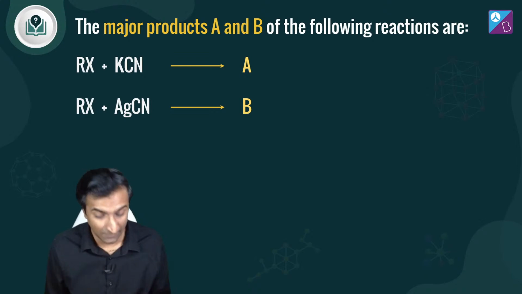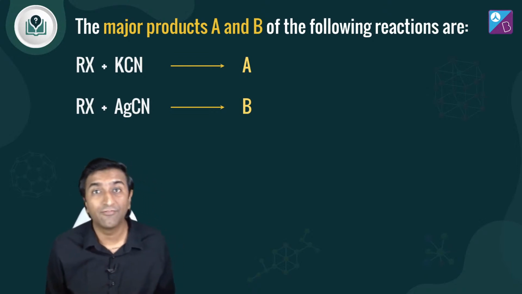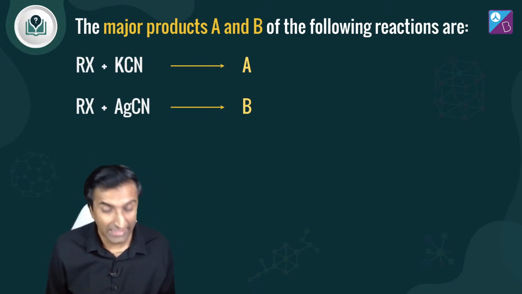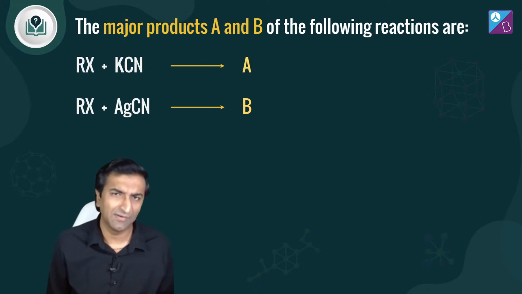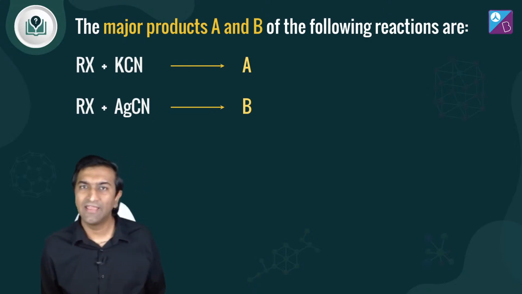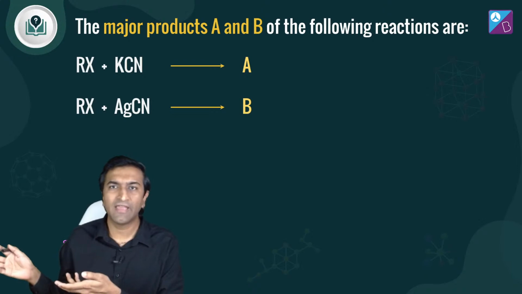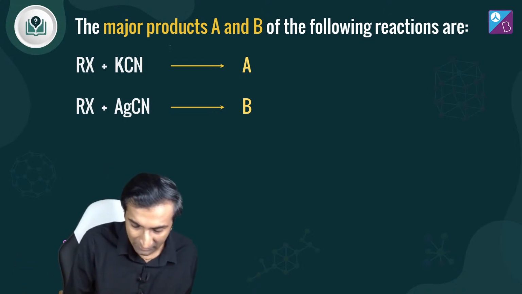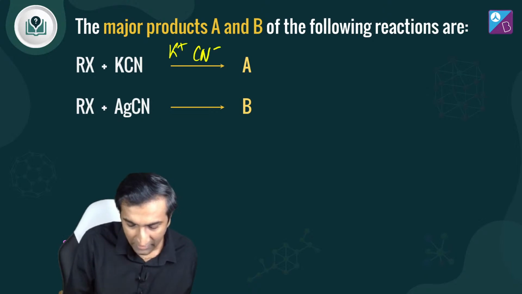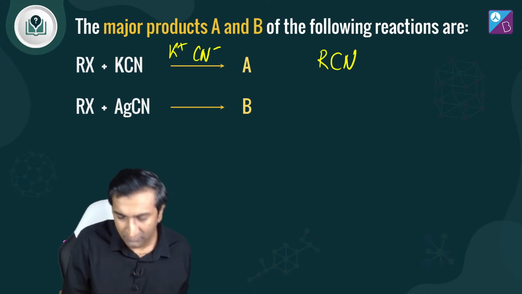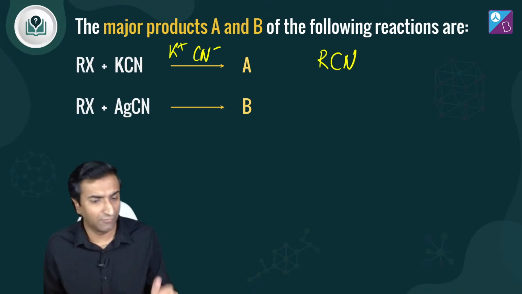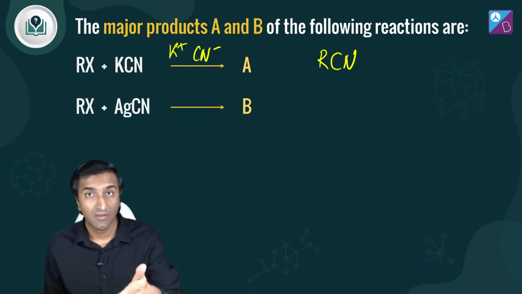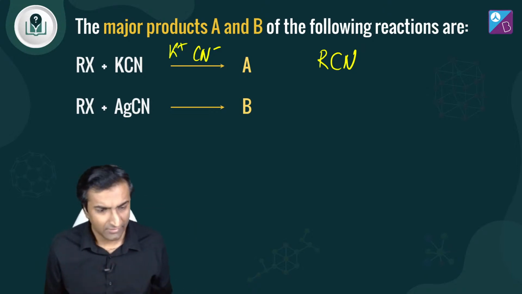ये वाला इंटरेस्टिंग सवाल है. The major products A and B of the following reactions are what? RX plus KCN and RX plus AgCN. इंटरेस्टिंग क्या है? ये तो डायरेक्ट होगा ना, बन जाएगा साइनाइड. क्या फर्क पड़ता है? RX plus KCN, KCN डाला मतलब कि K plus आयन और CN minus आयन आ गए. अब ये दोनों आयन हो गए तो बन गया RCN, है ना? ये वाला मैं खुद करके बताता हूँ. If you guys have an idea, please give me inputs, but it's okay. I'll solve this one.